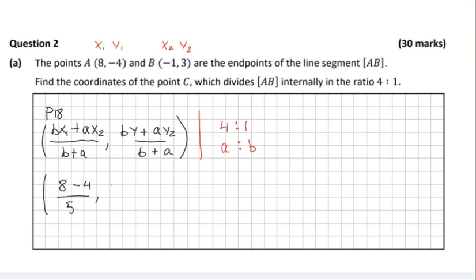And on the other side we get a result of -4 for by1 plus 12 for ay2 all over 5, and the result is for point C is equal to 4/5 in the x and 8/5 in the y. So very straightforward, part A.